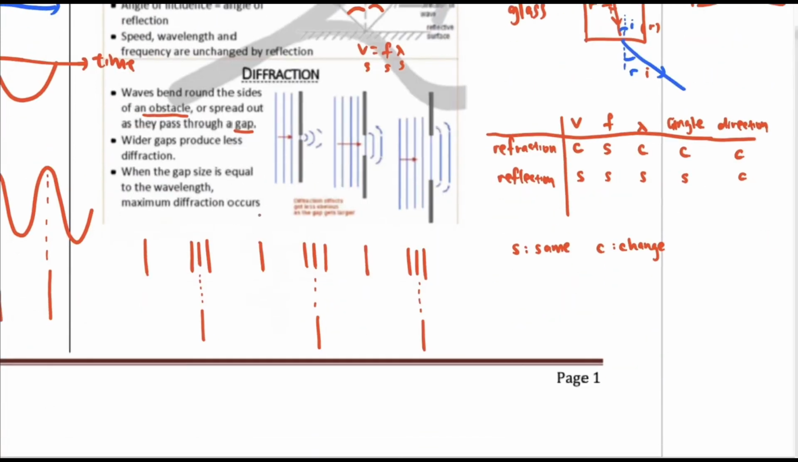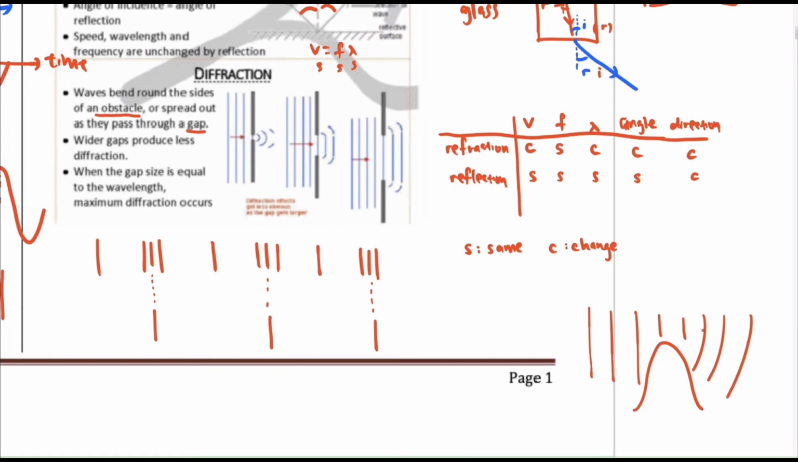So for example, an obstacle. You have a mountain, the wave moves in straight. So after passing through this obstacle, they start to diffract. So they start to bend. So that is diffraction. Okay, diffraction happens when there is an obstacle. Then if the wave passes through a gap, it bends also. You see, from straight, now it bends.